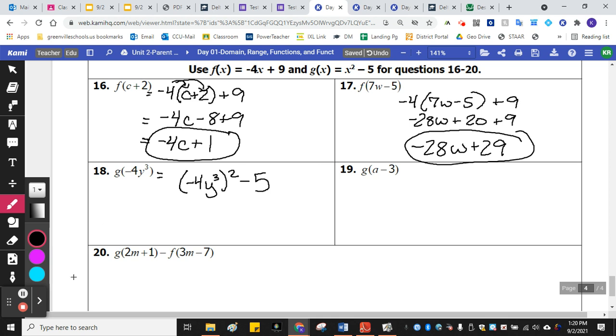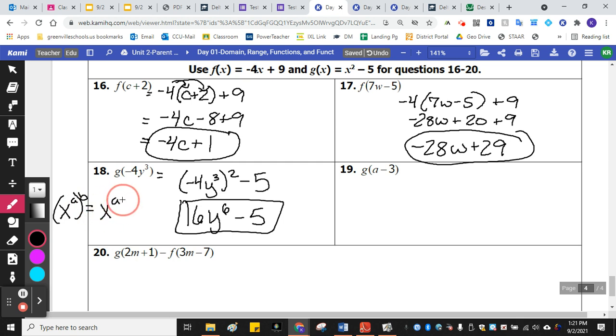How do we simplify that? How do you square y cubed? That's y to the 6th. Remember, when you raise a power to a power, you multiply. So 3 times 2 is 6. And what about negative 4 squared? Negative 16. 16. So when you raise a power to a power, you multiply. That's x to the a times b, that's the rule that was applied.